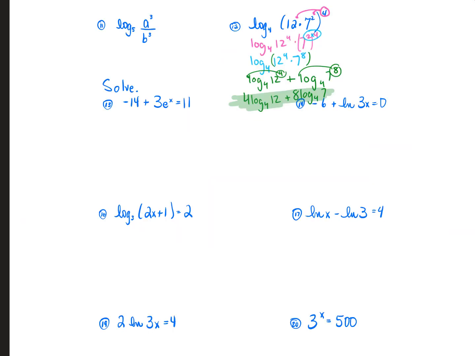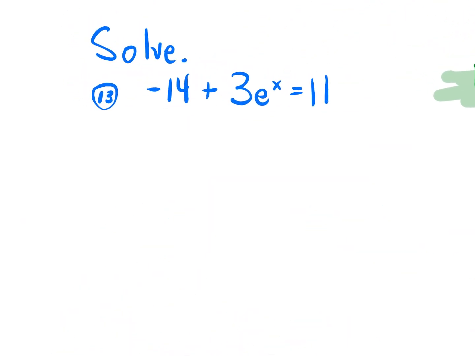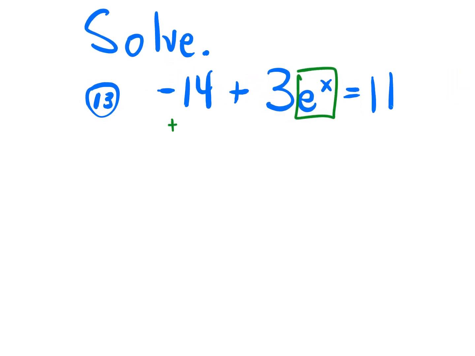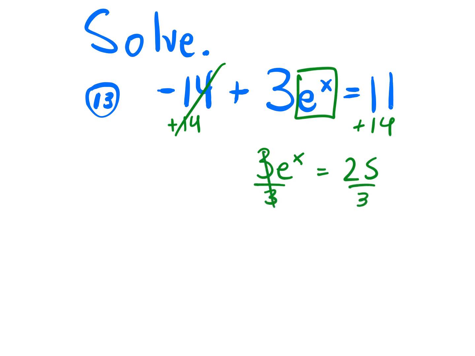All right, let's do 13. So when we're solving our logs, we need to get the exponent part all by itself. What would we move first here? Add the 14. So 3e to the power of x is equal to 25. Then what would we do? Divide by 3. So e to the power of x is equal to 25 divided by 3.